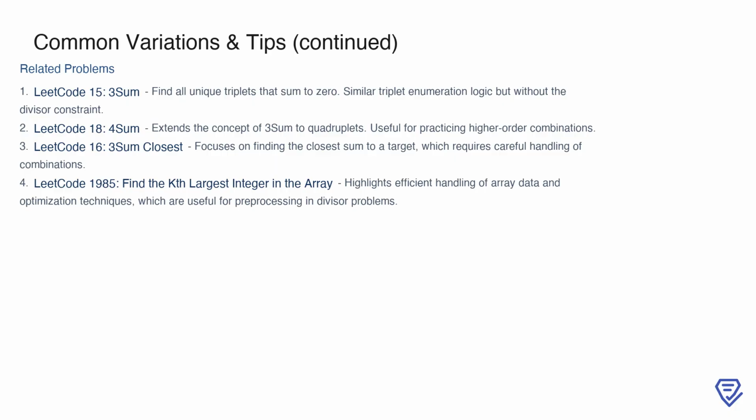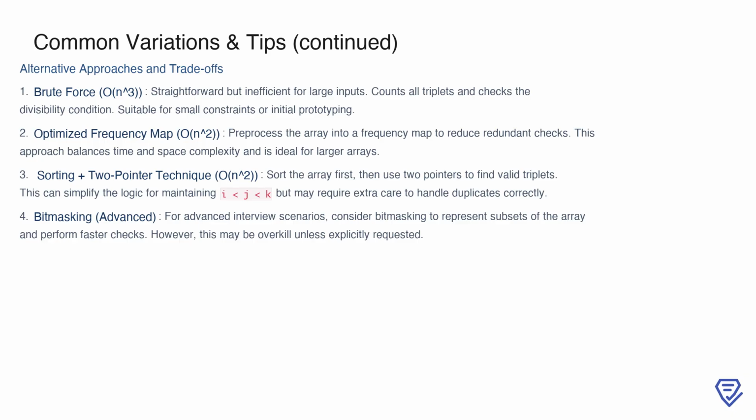There are multiple approaches to solving this problem, each with its own trade-offs. A brute force method, which has a time complexity of O(n cubed), is the most straightforward. It involves checking all possible triplets to see if they meet the divisor condition. While this approach works for small inputs, it quickly becomes inefficient as the input size grows.